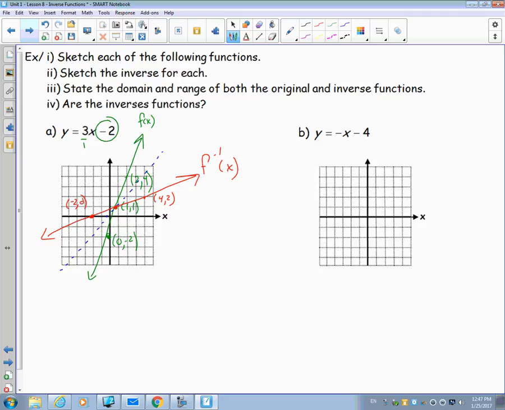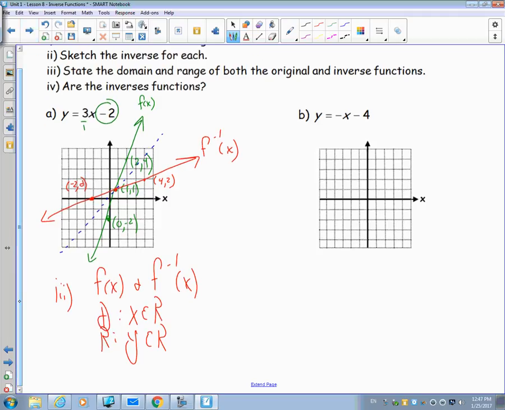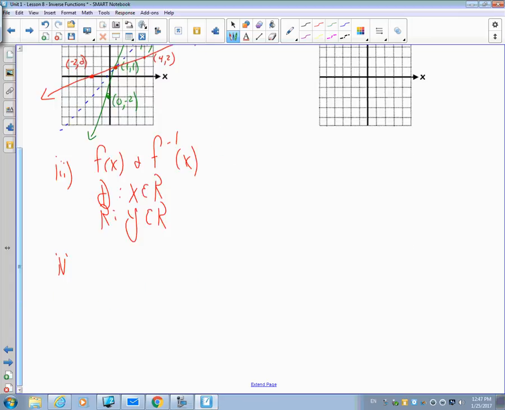Okay, we want to state the domain and range for each of these functions. Well, the nice thing is they're both lines, so that makes our life easy. So for both functions, for f(x) and the inverse, our domain is all real numbers. It's almost like a trick question here. And our range is all real numbers. They're both lines, right? And part 4 says, are the inverses functions? Well, what do you think? If we did the vertical line test, would that be a function? Sure it would. Our vertical line test would only pass once, so yes, a function.